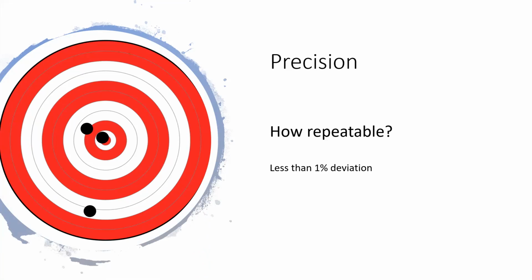Now precision does not mean accuracy though, because if I have my 3 shots that are pretty close together, no matter how far away they are from the center, I'm still getting the same values. So it's very repeatable. So I would still be precise. So here are some examples for us to go through.